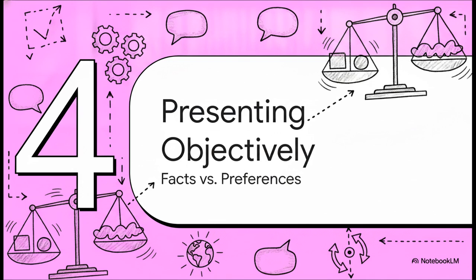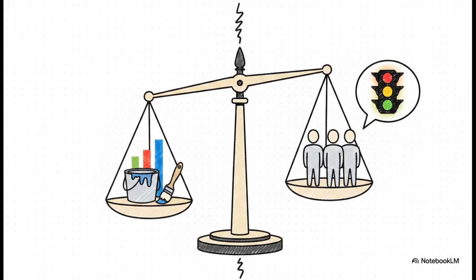Which brings us to Section 4, presenting results objectively. This is all about how we communicate our findings neutrally, without exaggerating or taking sides. In any pluralist system, you're going to have competing interest groups who want totally different things. We call these stakeholder preferences.